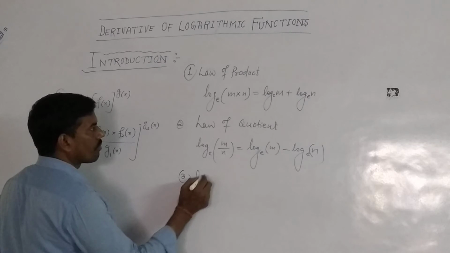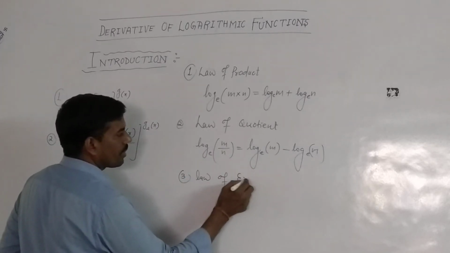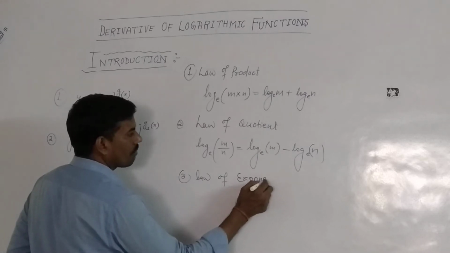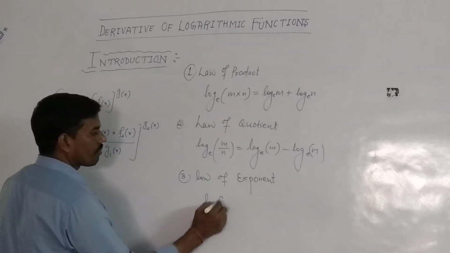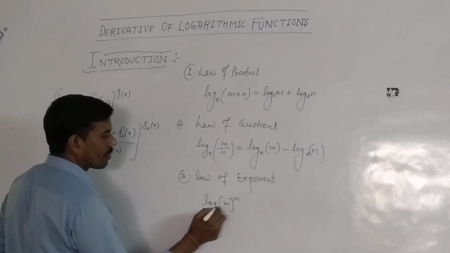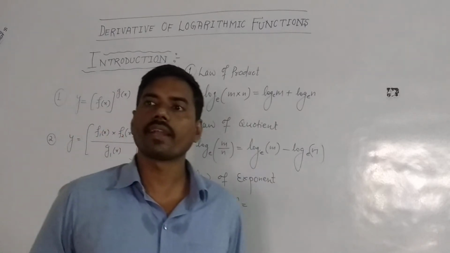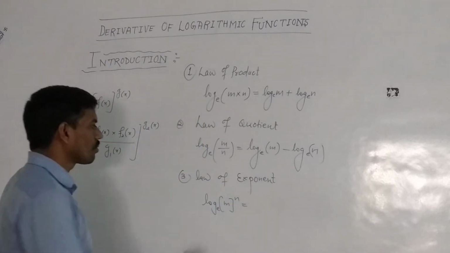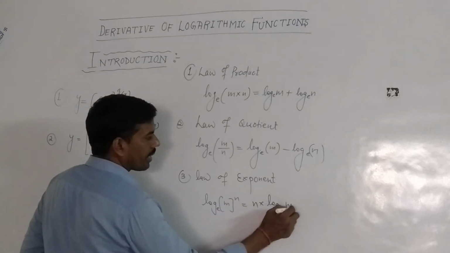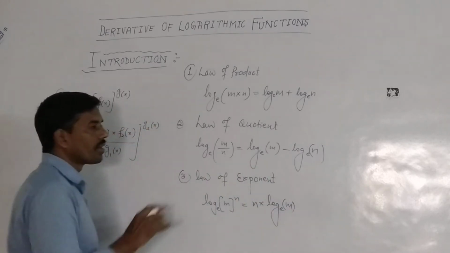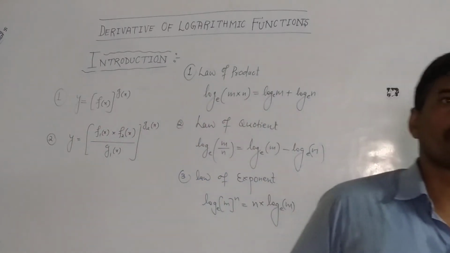Law of exponent, that is log of m to the power n to the base e is equal to n into log of m to the base e. Okay, so these three are basic laws of logarithms.